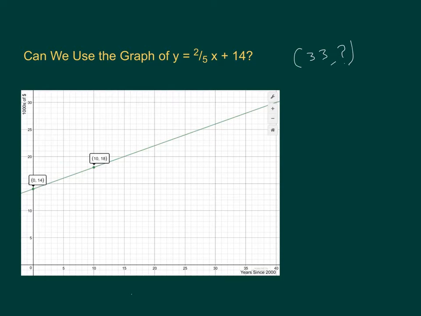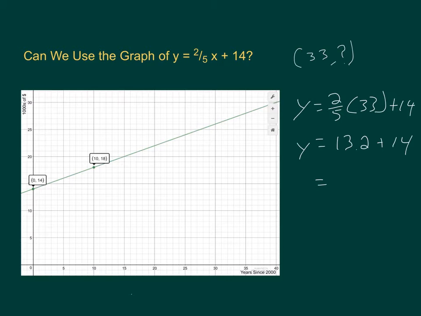That means there's something else that I'm going to have to do. I'm going to have to just use the equation of the line. But that's fine because I have an x value. So all I can do here is plug in and solve. So I'll say y equals 2/5 times 33, that's my x value, plus 14. I'm going to do 2/5 times 33, and it's going to give me a decimal. I'm just going to leave it as a decimal in this case. 13.2 plus 14, and add those two numbers together.